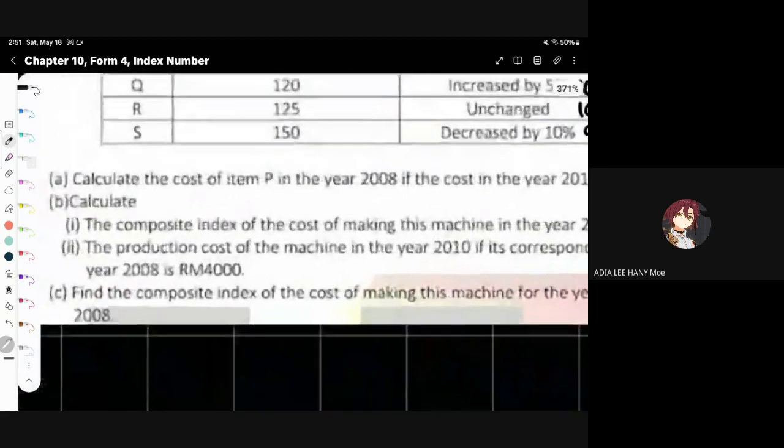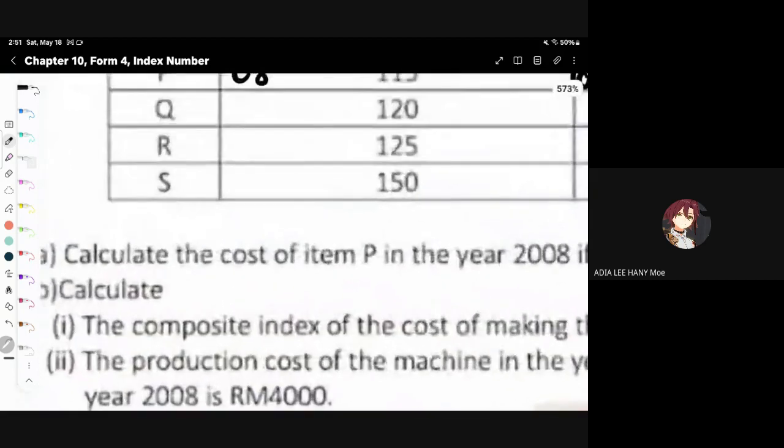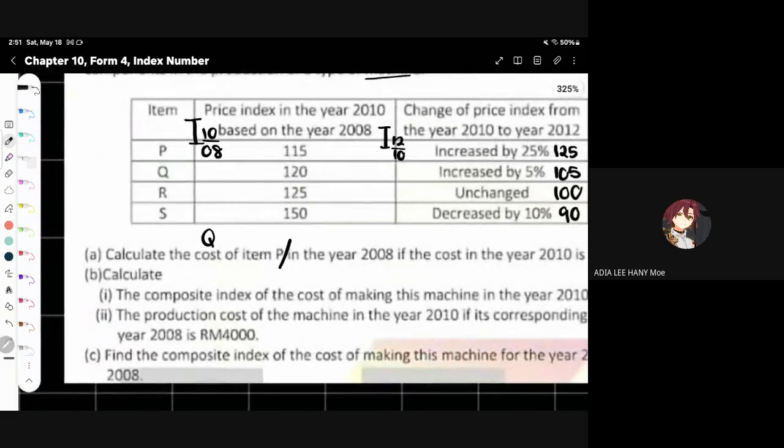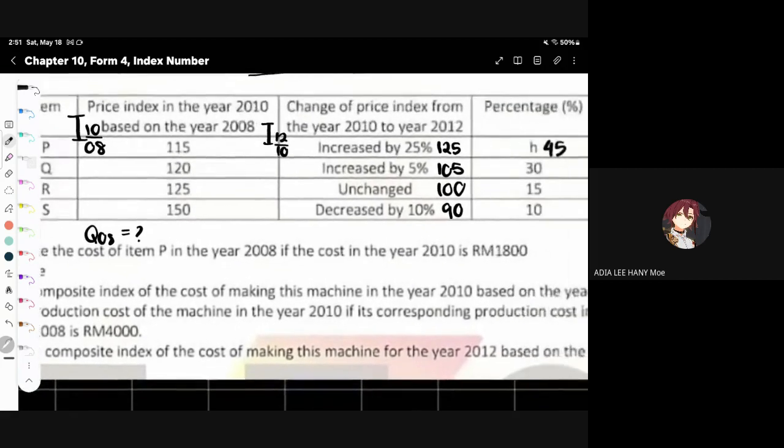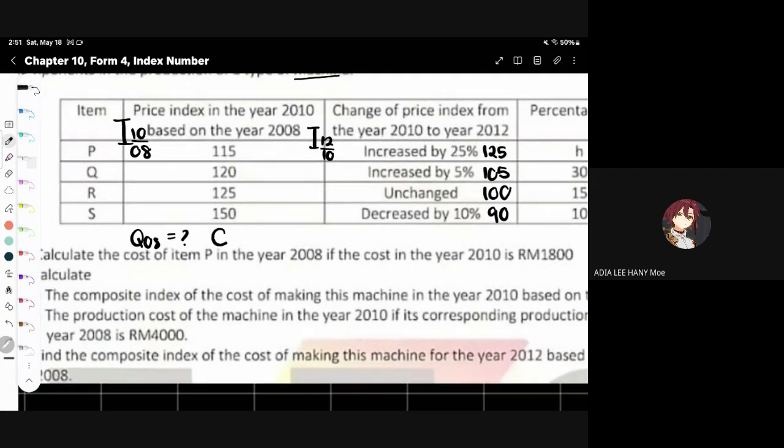Easy, right? So calculate the cost. Calculate the cost of item P. So item P in the year 2008. So they don't know. If the cost in the year 2010 is 1,800, so the cost in 2010 is RM 1800.